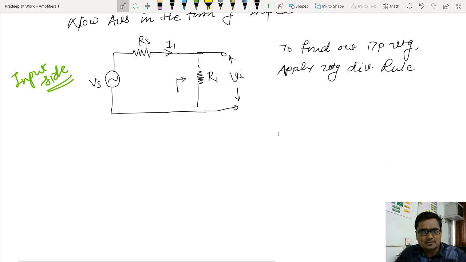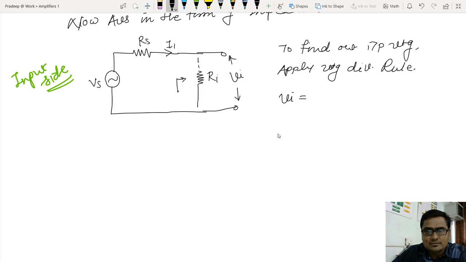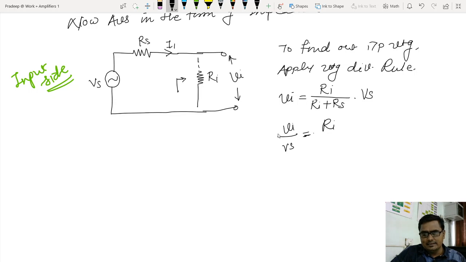Look at this: two resistors, one voltage source. The current is flowing through it. Then by the voltage division rule, Vi, that is the input voltage, is equal to Ri divided by the sum of the two resistors, Ri plus Rs, multiplied by the source voltage Vs. So I can write Vi divided by Vs is equal to Ri divided by Ri plus Rs.